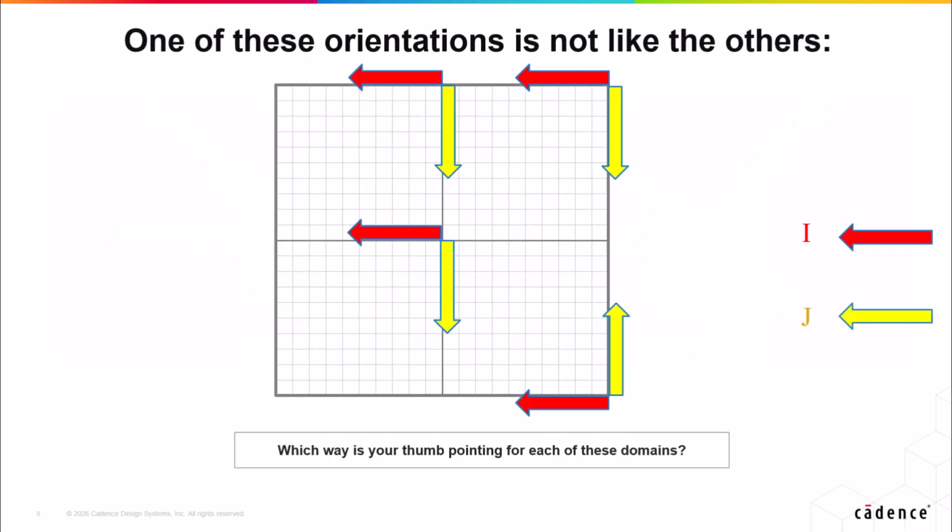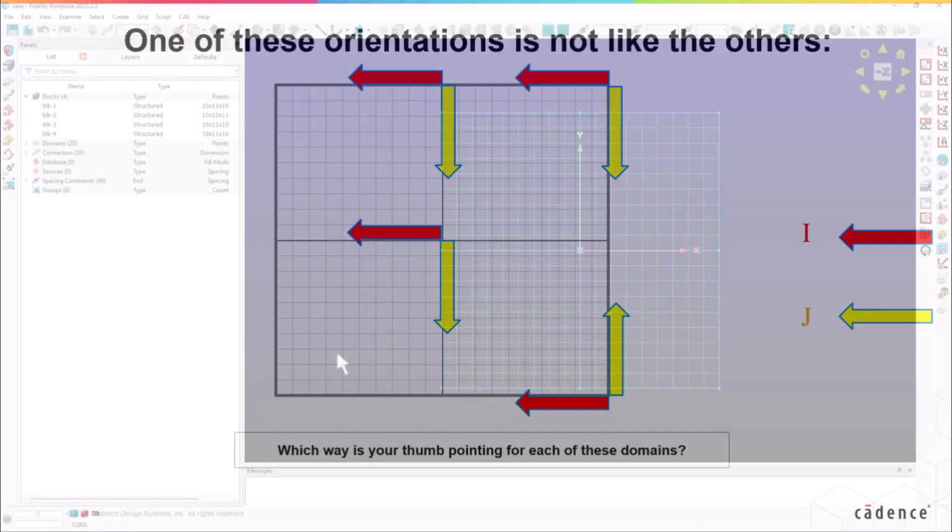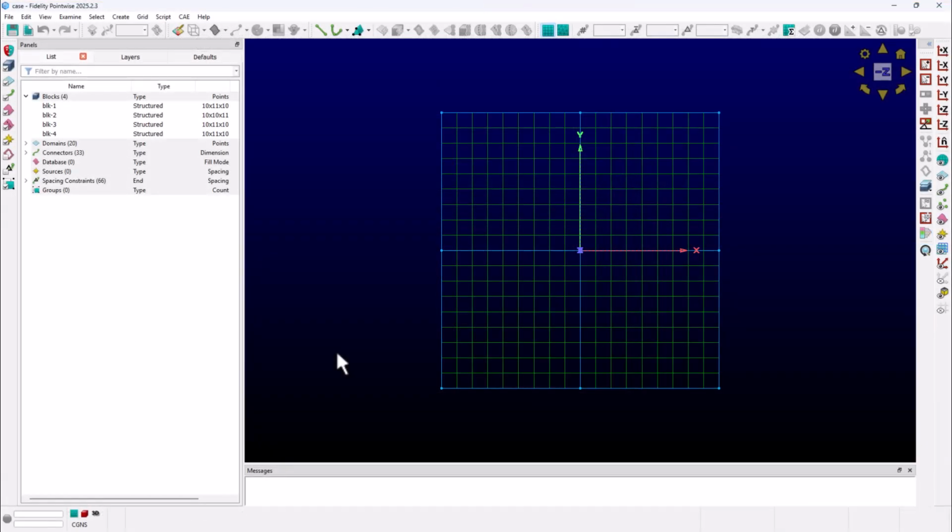We sometimes receive support calls from users having trouble getting their solvers to import their grids from Pointwise, mostly in the case of structured grids. Most of the time, it is due to a domain or block with left-hand rule orientation. To help prevent these issues, Pointwise provides a simple way to ensure all domains and blocks have a consistent right-hand rule orientation. Now let's take a look at these four structured blocks.